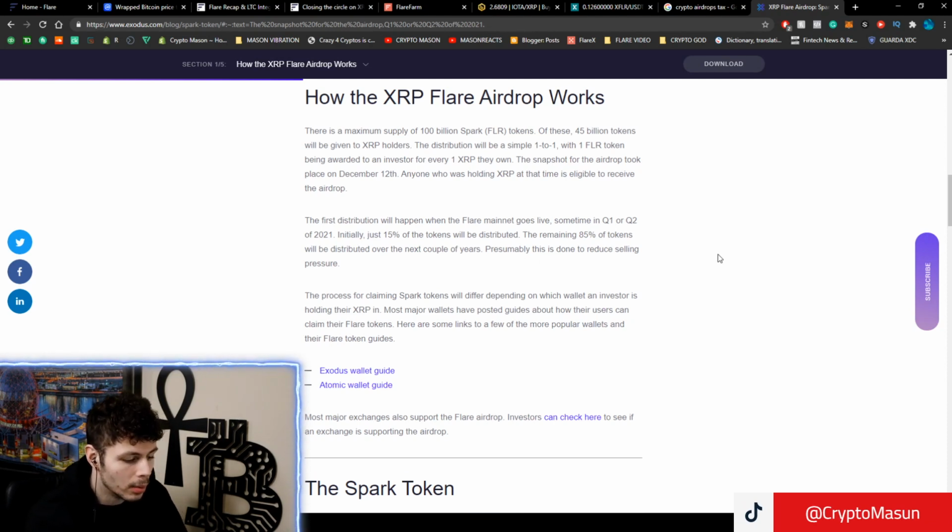Presumably, this is done to reduce selling pressure. Yes, it is, but you know what else it's done for? In my opinion, just my opinion, I think, because we just saw that crypto airdrops are taxed at ordinary income level. So the boys at Ripple and the boys at Flare, they know that their token, just my opinion, this is not financial advice, blah, blah, blah, they know that their token is going to be worth a lot of money. Therefore, they only drop 15% of it to their people so that those people only get taxed for a small amount of the Flare that they got. Does that make sense?